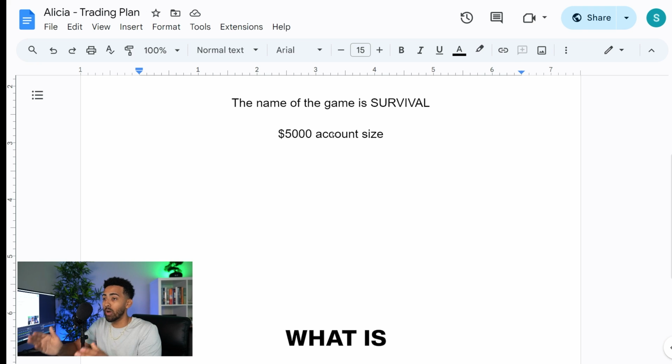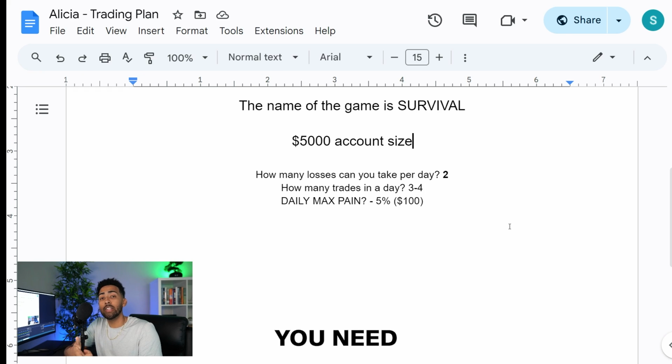First things first, what is your account size? The next thing you need to know is how many losses you can take per day, how many trades you can make in a day, and what is your daily max pain? What this means is how much you are allowed to lose in one day before you completely call it quits.